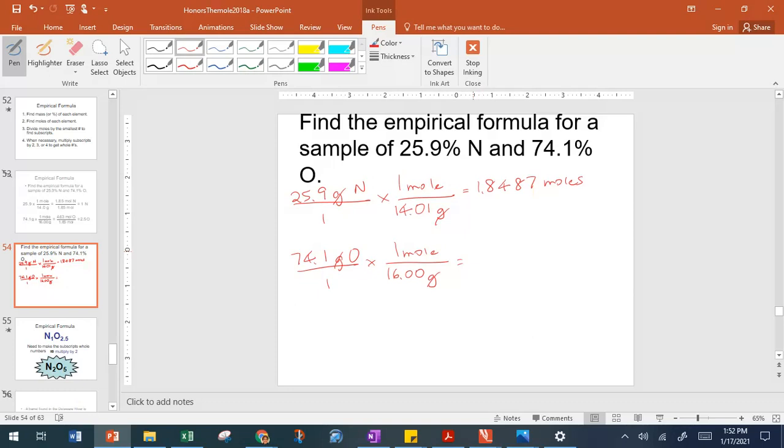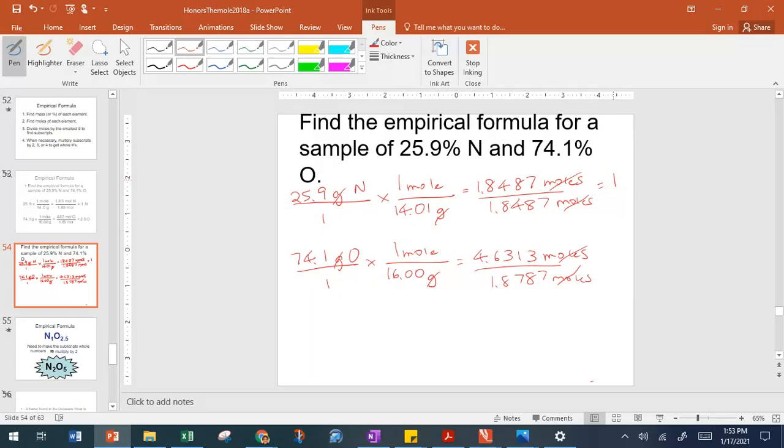And then we have 74.1 divided by 16 gives us 4.6313 moles. Now nitrogen has a smaller number of moles, so we're going to get this as a ratio to nitrogen. So we're going to divide each of these by that number. Notice in each case the moles cancel out. This will obviously be a ratio of 1. It's 1 to itself.